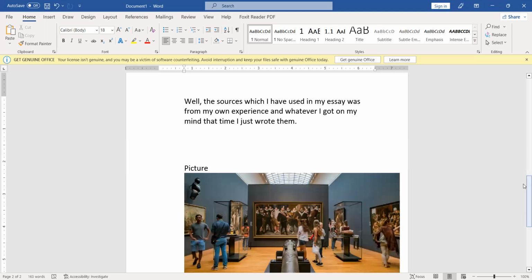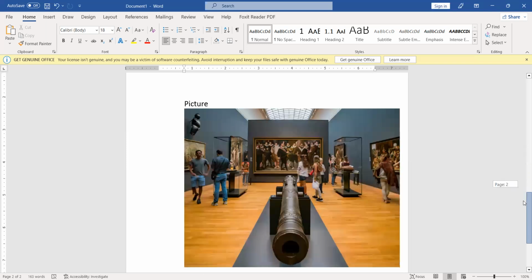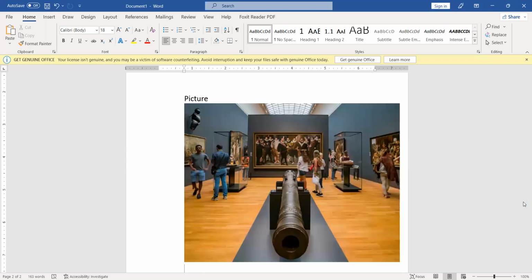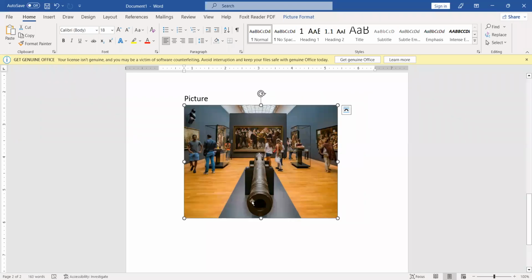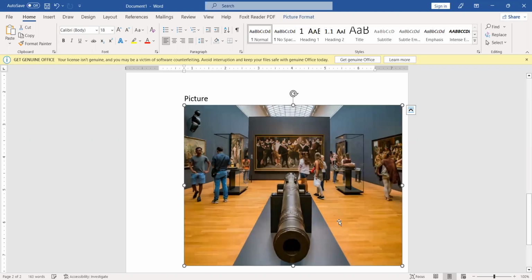Can you see the picture? All of you? Yes, sir. All right. So like this would be the picture. Sir, can you zoom it? Sorry, it is not visible. Can you zoom it?